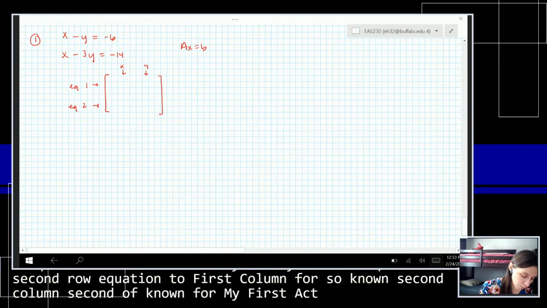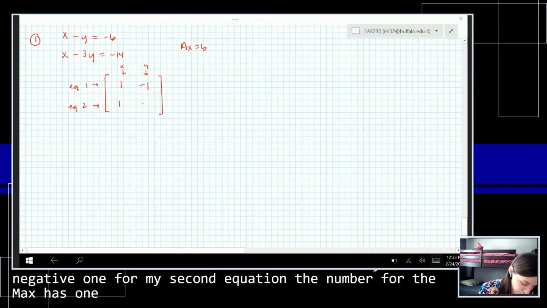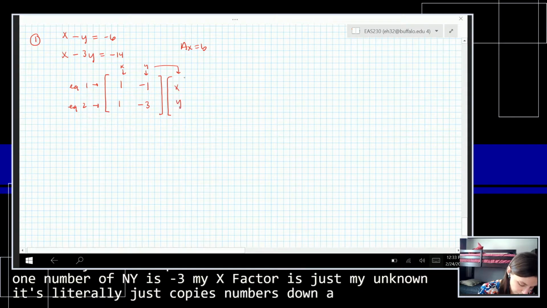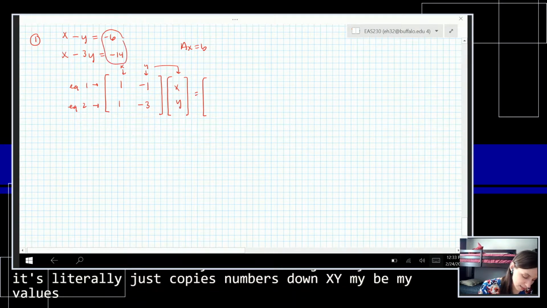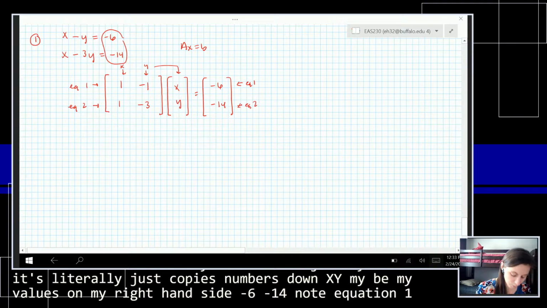For my first equation, the number in front of x is a 1, the number in front of y is a negative 1. For my second equation, the number in front of x is a 1, the number in front of y is a negative 3. My x vector is just my unknowns, literally just copy these numbers down, x, y. My b is my values on my right-hand side, negative 6, negative 14. Note, equation 1, equation 2.